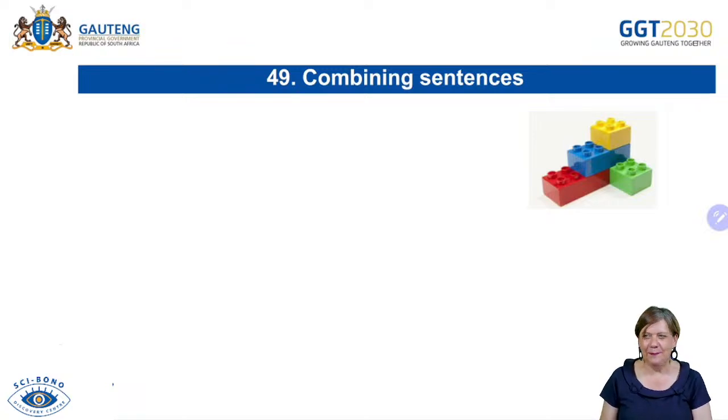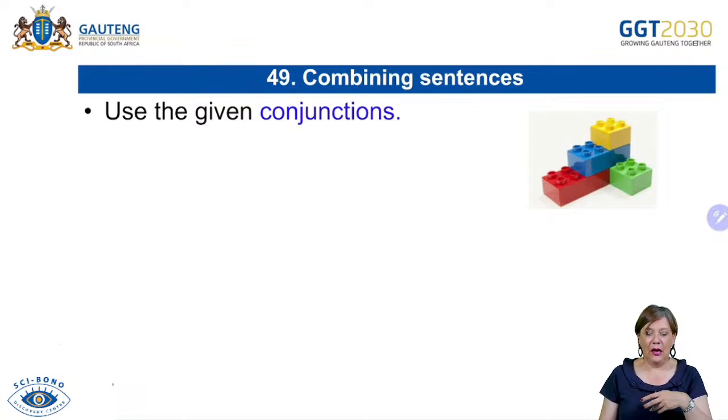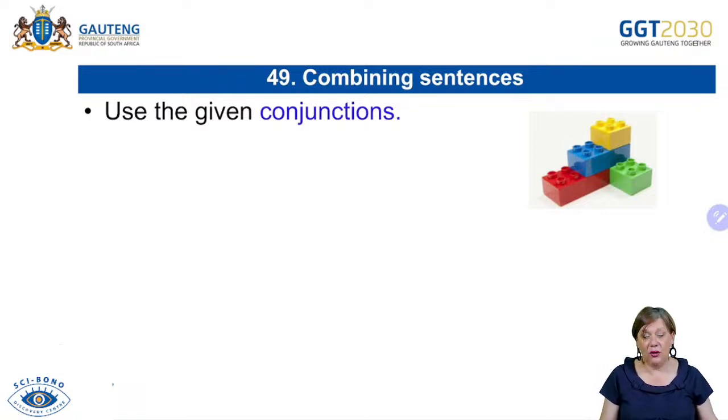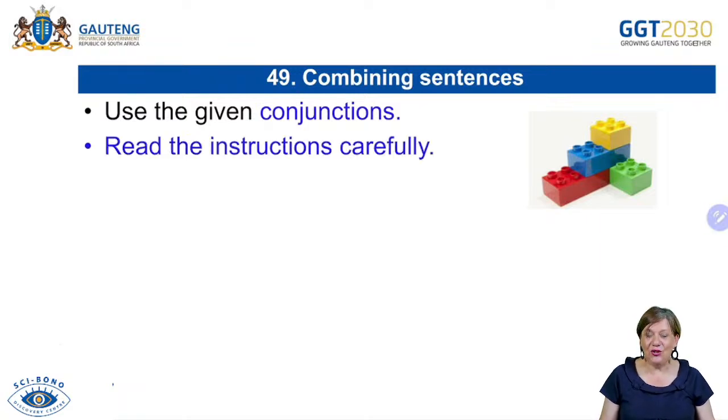Combining sentences. This is one we love asking you as well. We will give you a conjunction. In other words, we will say either start with this or use the following conjunction. If we ask you to start with it, you have to start with it, obviously. So make sure you read the instructions very, very carefully.